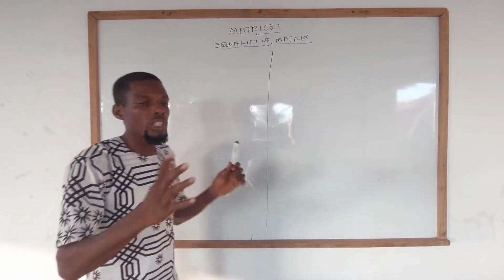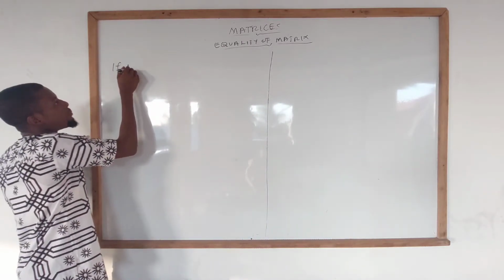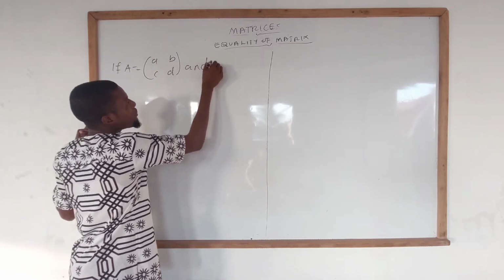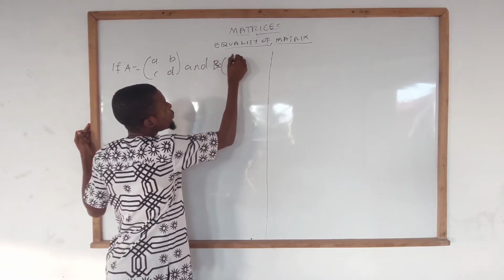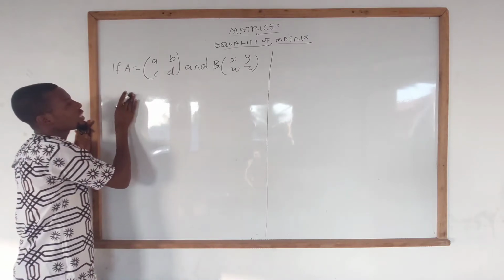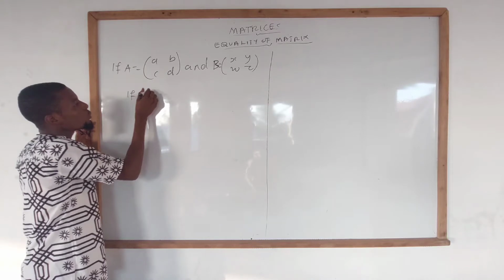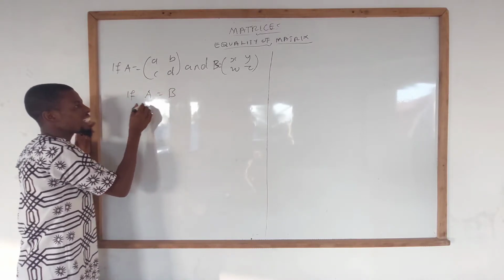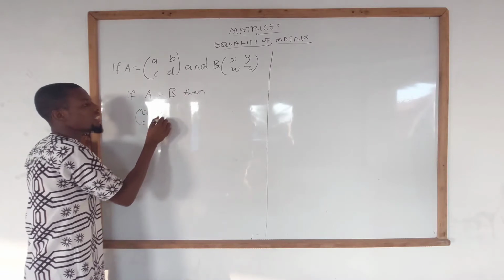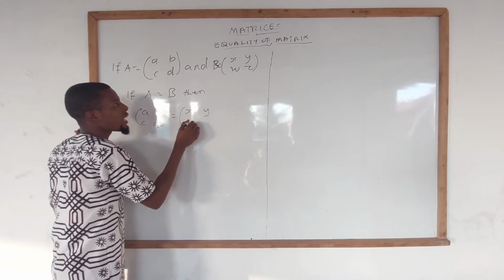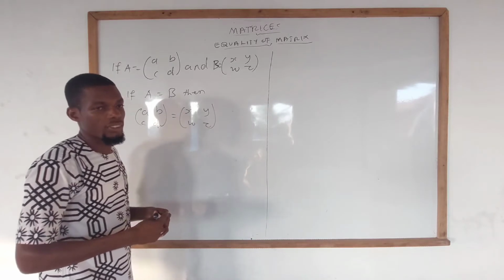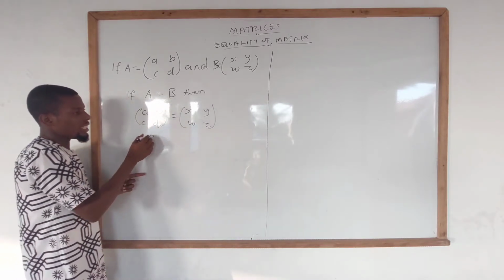The right-hand side. So, in short, if I have a matrix A, which is a, b, c, d, and I have another matrix B, which is equal to x, y, w, z, and I tell you A is equal to B, then what it means is that the coordinates of A, b, c, d, are equal to the coordinates of B, that is x, y, w, and what? z. So the coordinate of A is equal to the coordinate of what? B, right? Now, which further means that a is equal to x.